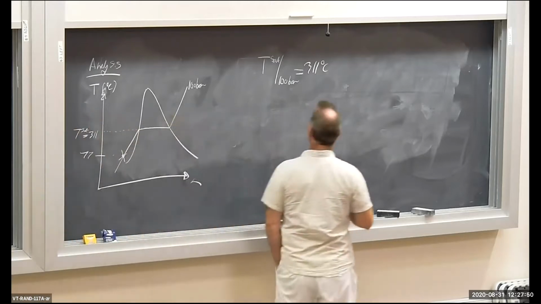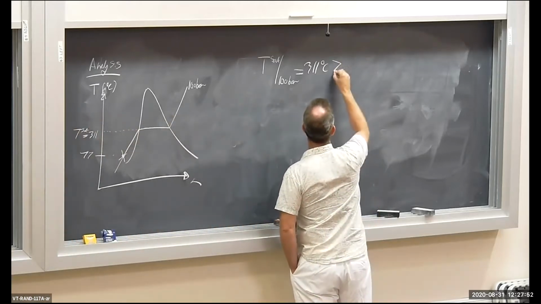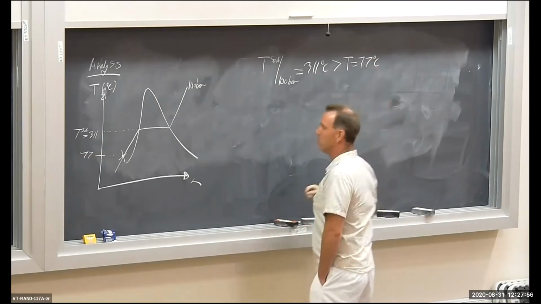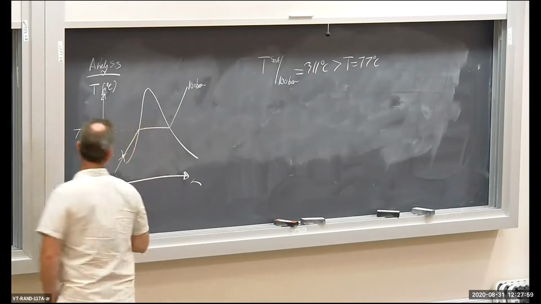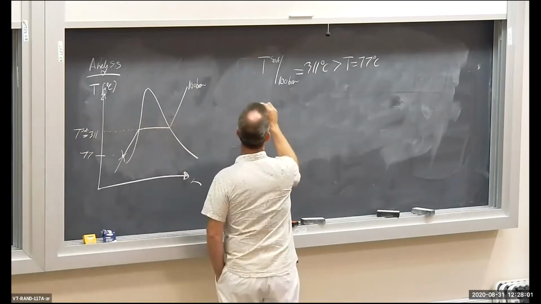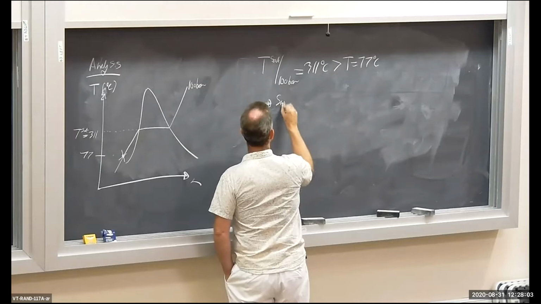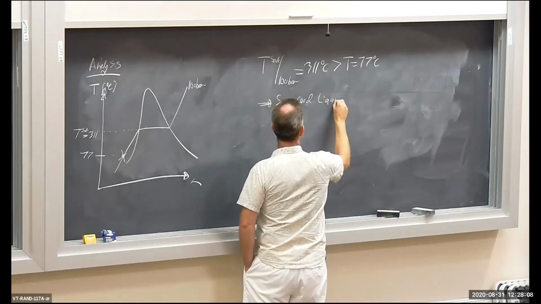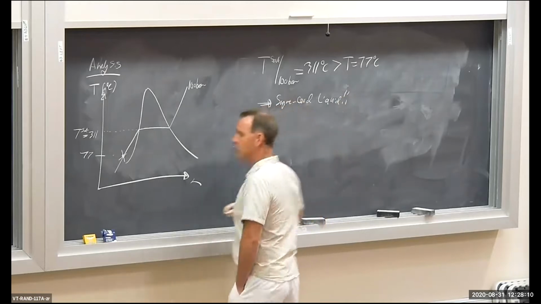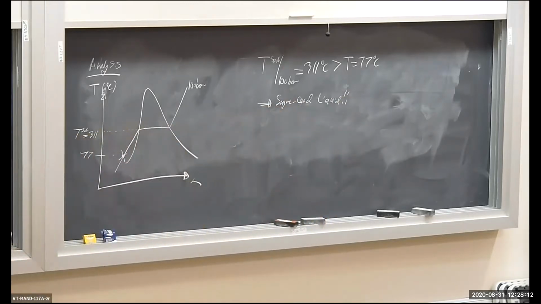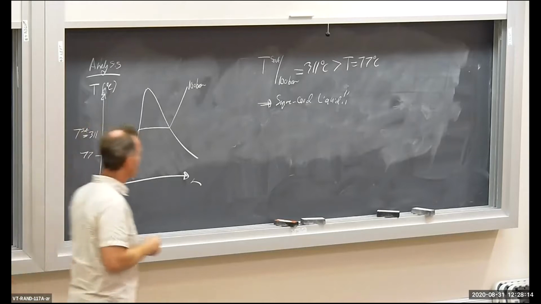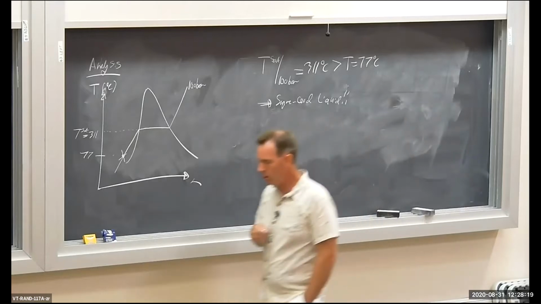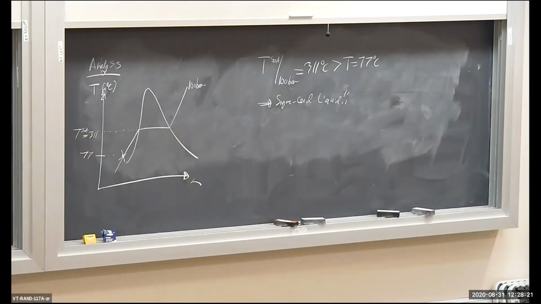So T is less than Tsat. So this implies supercooled liquid. Okay, so that's our state, supercooled liquid. Okay, let's proceed here.